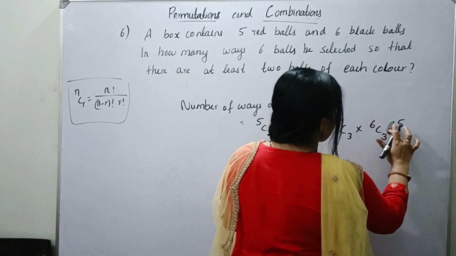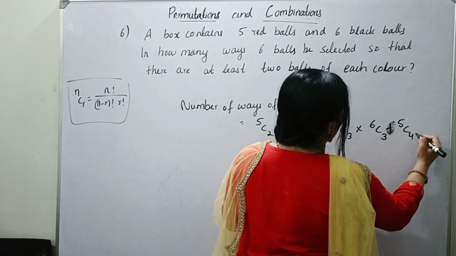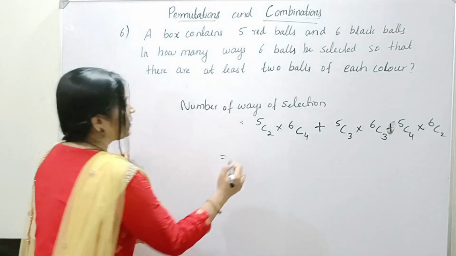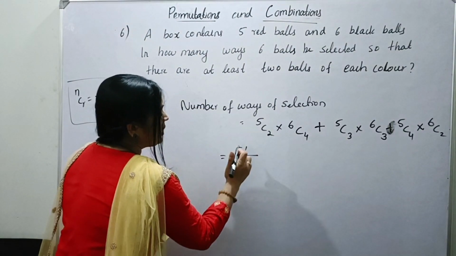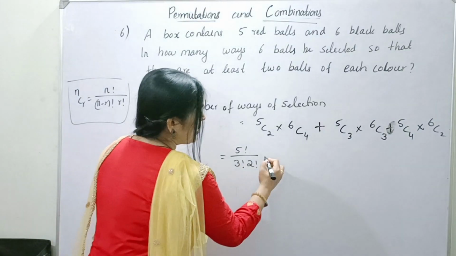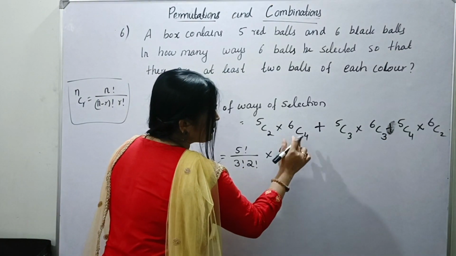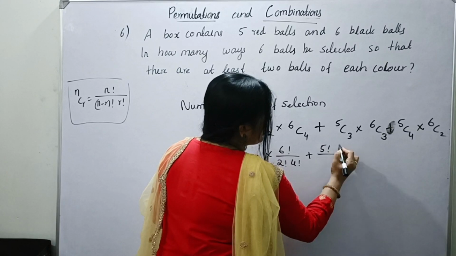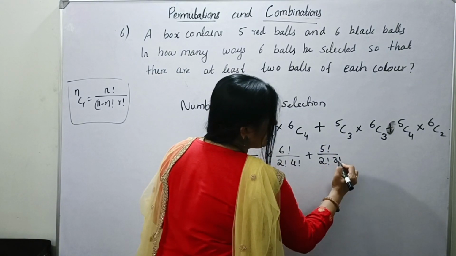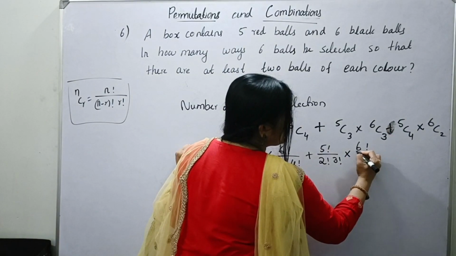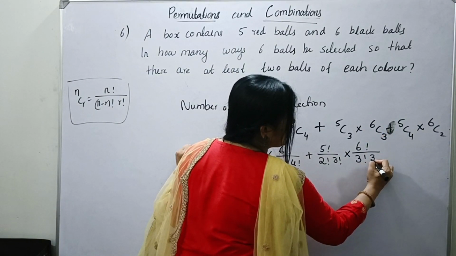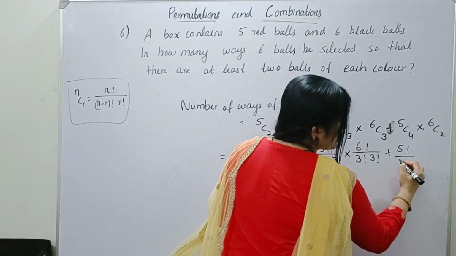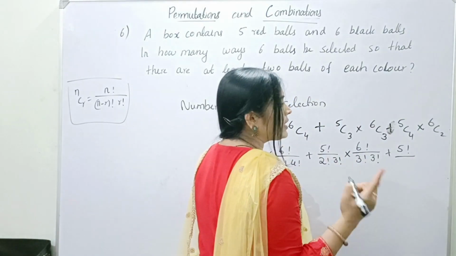So 5C4 into 6C2. Then 5 factorial divided by (5 minus 2) is 3 factorial into 2 factorial, into 6 factorial divided by (6 minus 4) is 2 factorial into 4 factorial, plus 5 factorial divided by (5 minus 3) is 2 factorial into 3 factorial, into 6 factorial divided by (6 minus 3) is 3 factorial into 3 factorial, plus 5 factorial divided by (5 minus 4) is 1 factorial, which is 1 itself.